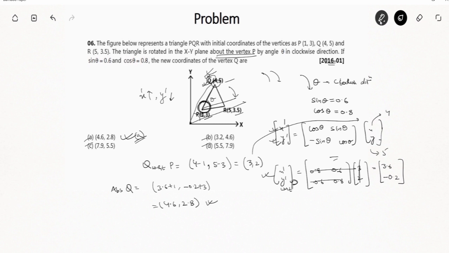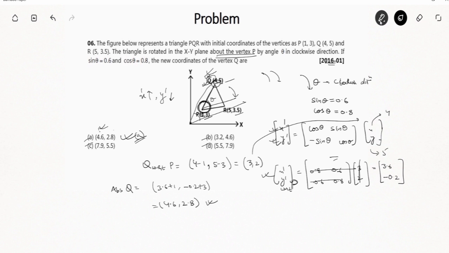So if you look at the options, the initial Q had x value 4 and y value 5. So this option is 4.6 and 2.8. See, the x value has increased and the y value has decreased. So this might be a possibility. Let us look at all the options.